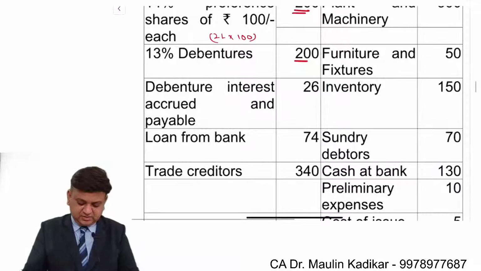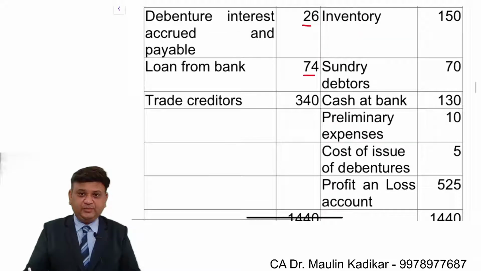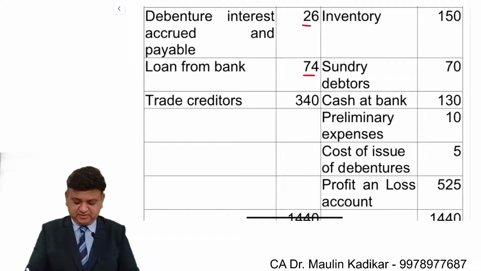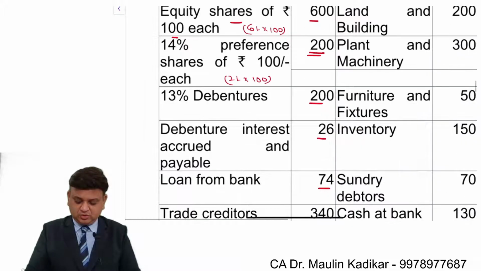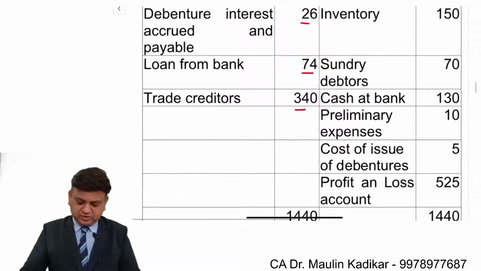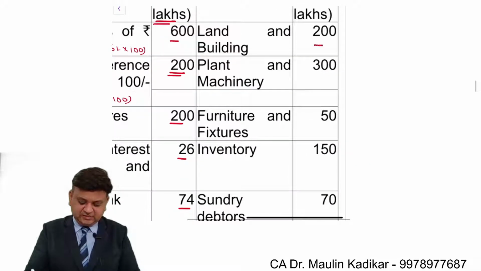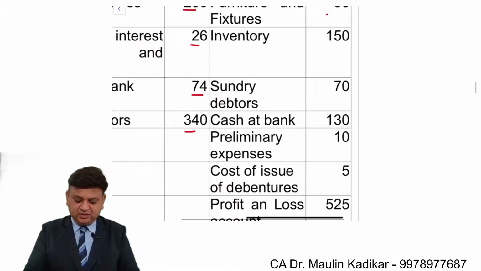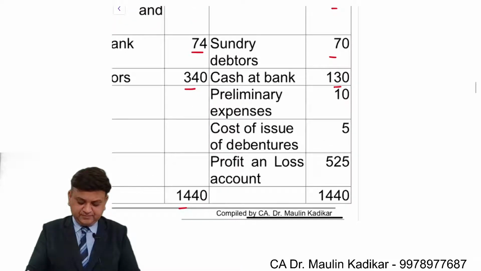13% debentures. Debenture interest accrued and payable 26 lakhs. Loan from the bank 74 lakhs. Trade creditors is 340 lakhs. So the total of the liability side is 1440 lakhs. On the asset side, land and building is given, plant and machinery is given, furniture and fixture is given, inventory stock is given, debtors, cash.